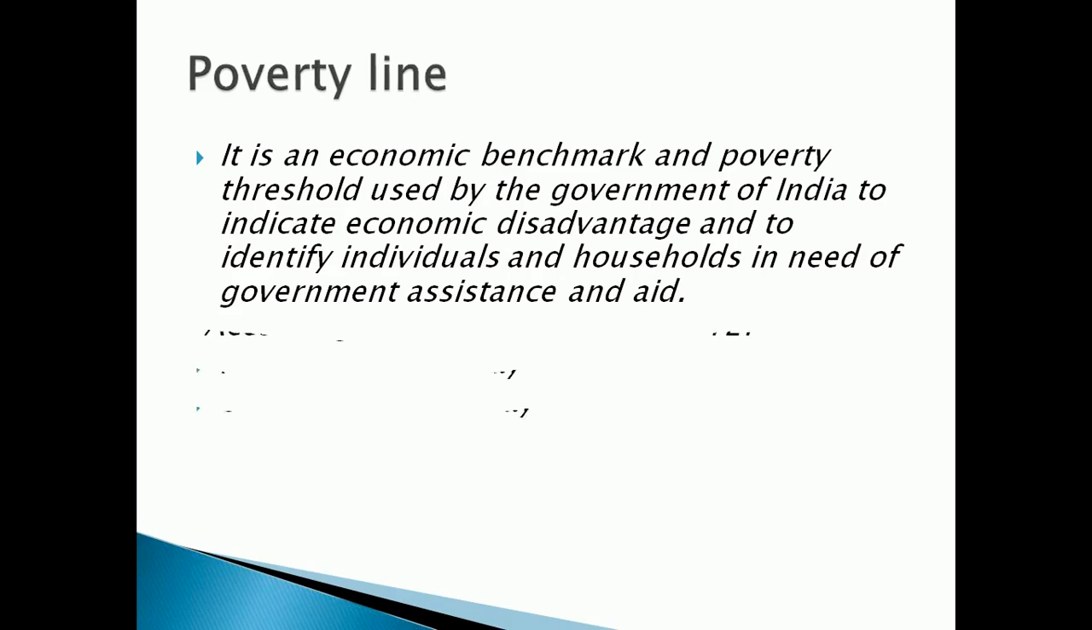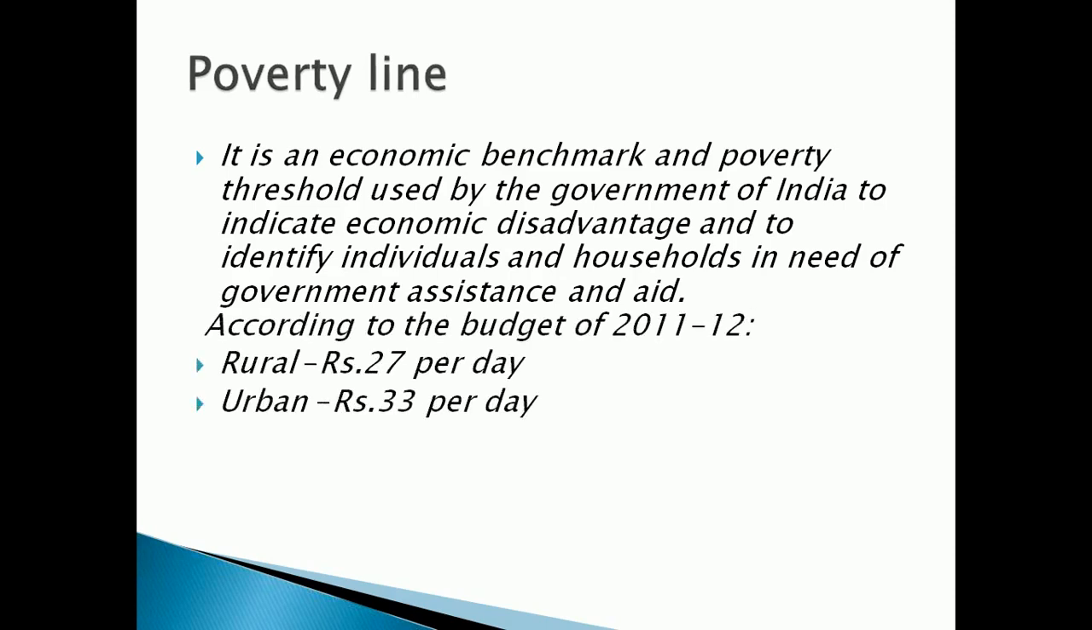Okay. So according to the budget of 2011-12, who are called BPL, below poverty line? In the rural population, if the person belongs to a rural area and his income per day is 27 or less, he comes under the poverty line. And if it is more than 27, 28 also, that is above the poverty line. In urban areas, if the person's income is less than 33 per day, it is the poverty line.